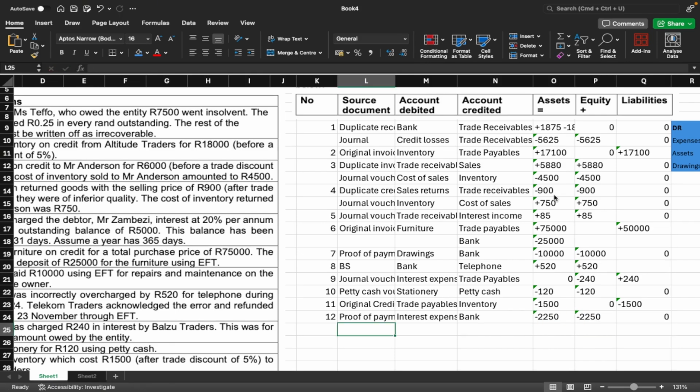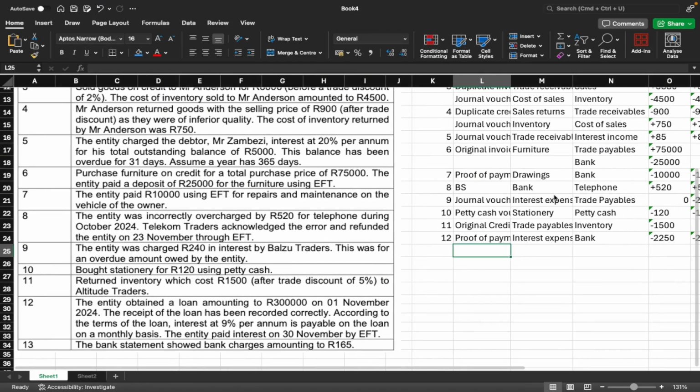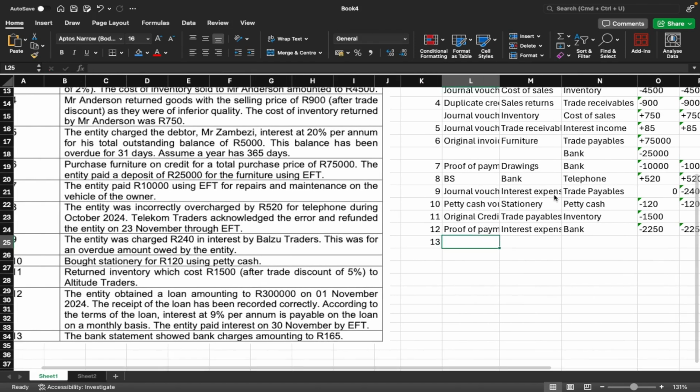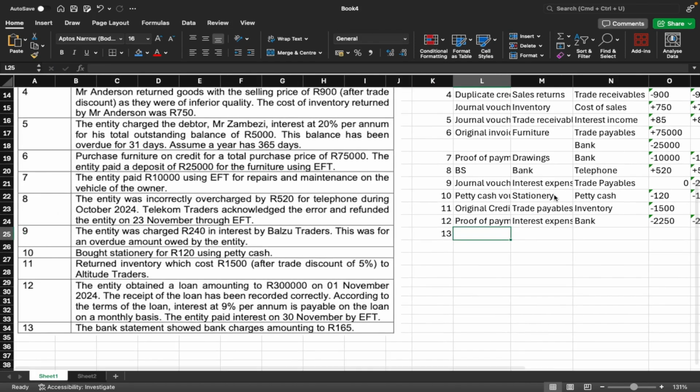And then lastly, we have number 13 here. The bank statement showed bank charges amounting to 165 rand. And of course, what is our source document for bank charges? Where do we get that? Well, as the name suggests, in the statement we are given, bank statement. Okay, so you'll get your bank charges in your bank statement. So I'm going to write here bank statement, or BS for short, and then we debit bank charges.